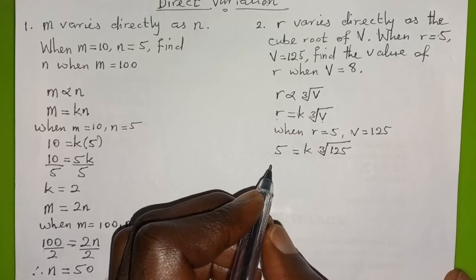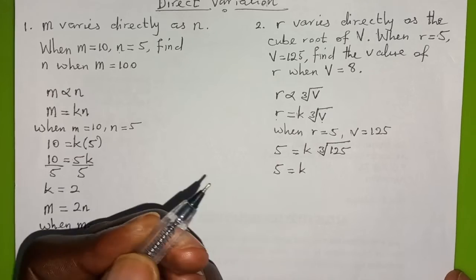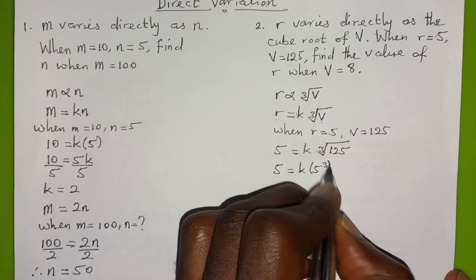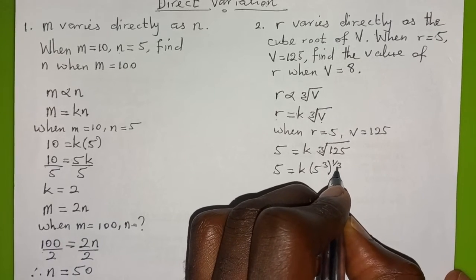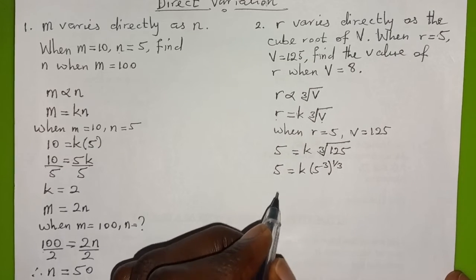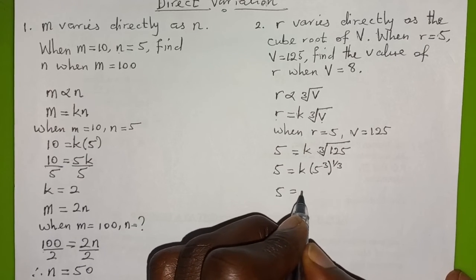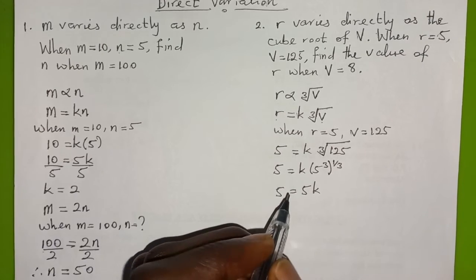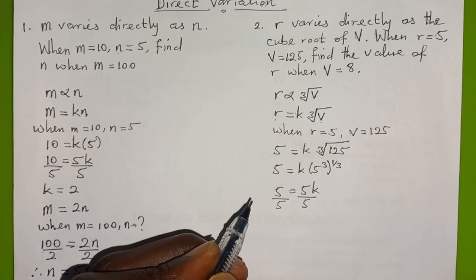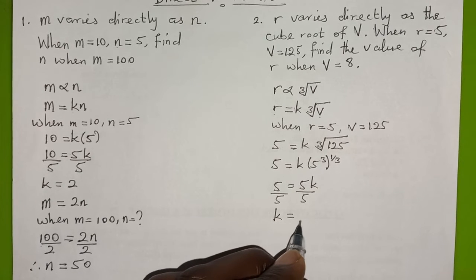All right. Cube root of 125 is just the same as 5 raised to the power 3 of 1 over 3 as the power. So this 3 will deal with this. So what will be left is 5 equals 5k. We divide this side by 5, this side by 5. Our final answer is k equals 1.